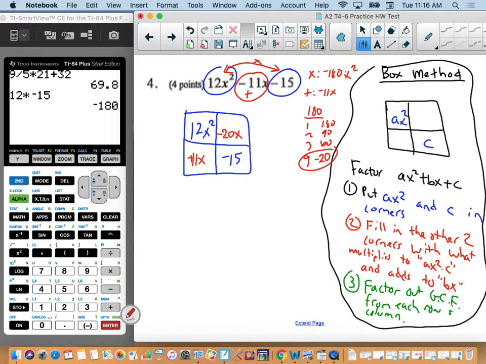So technically they multiply to negative 180x squared and add to negative 11x. So that's why I put the x's in there. And then step 3 is to factor out the greatest common factor from each row. So I'm looking at this row. 12x squared and negative 20 have a common factor of 4x. 11x and negative 15 have only a common factor of 1.